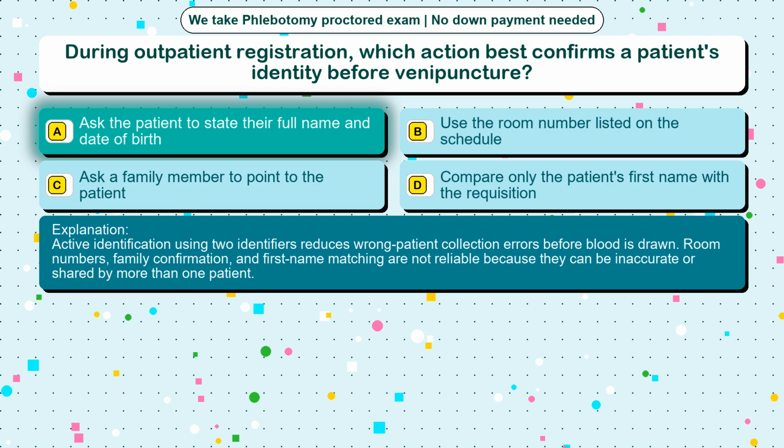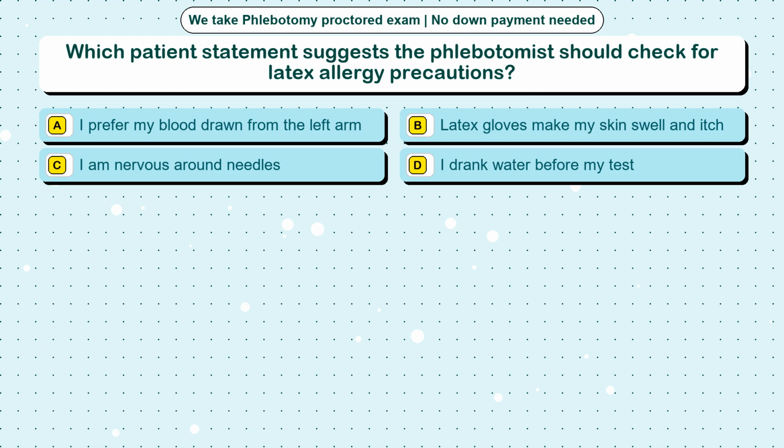Question 31. Which patient statement suggests the phlebotomist should check for latex allergy precautions? Option A. I prefer my blood drawn from the left arm. Option B. Latex gloves make my skin swell and itch. Option C. I am nervous around needles. Option D. I drank water before my test.